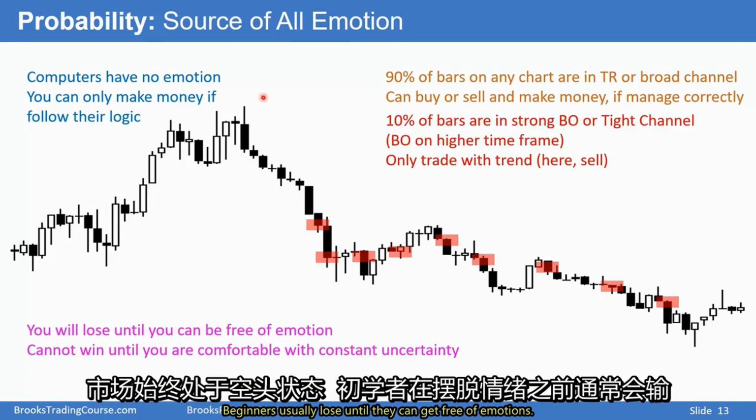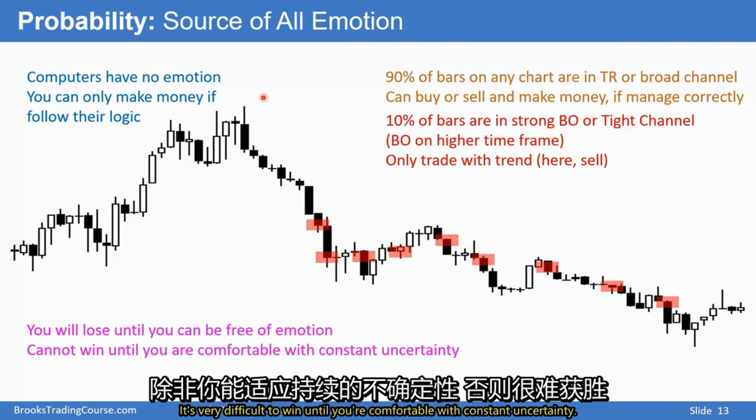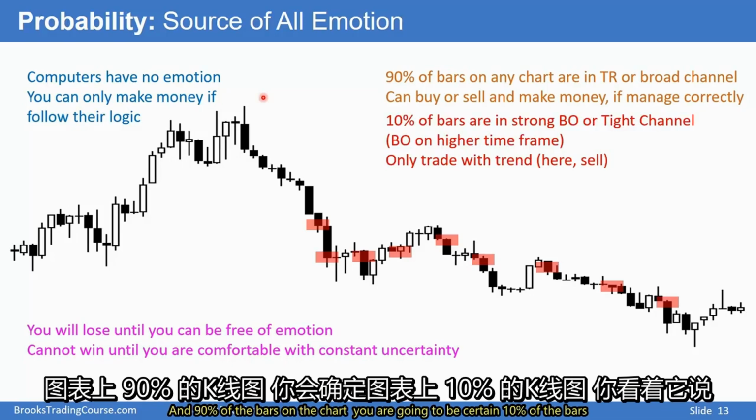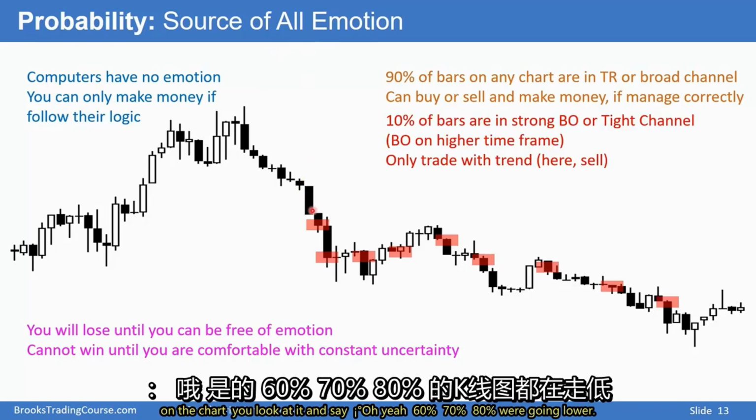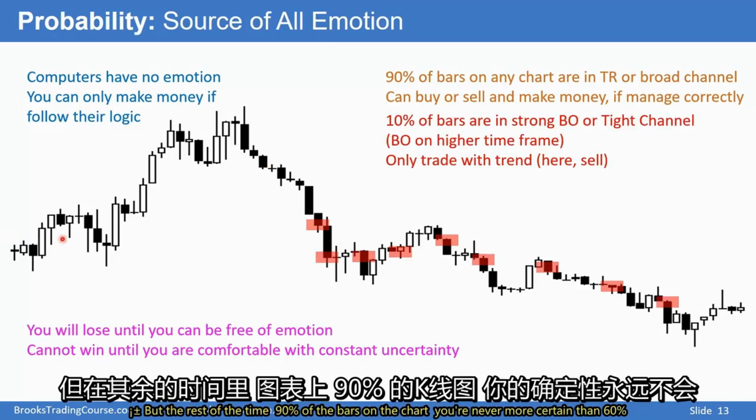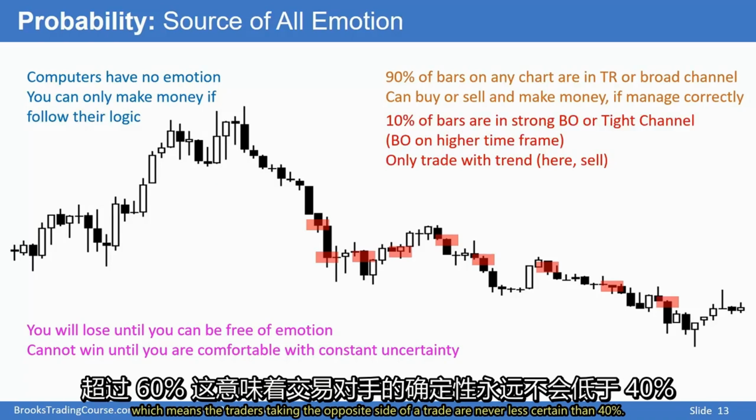Beginners usually lose until they can get free of emotions. It's very difficult to win until you're comfortable with constant uncertainty. And 90% of the bars on the chart, you are going to be certain. 10% of the bars on the chart, you look at it and say, oh yeah, 60, 70, 80% we're going lower. But the rest of the time, 90% of the bars on the chart, you're never more certain than 60%, which means the traders taking the opposite side of a trade are never less certain than 40%.